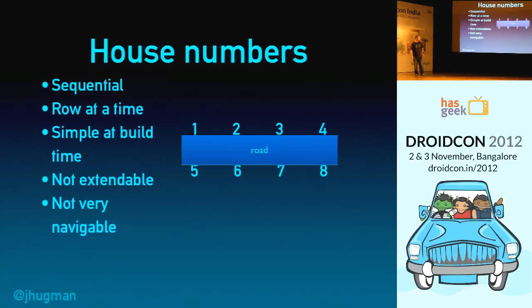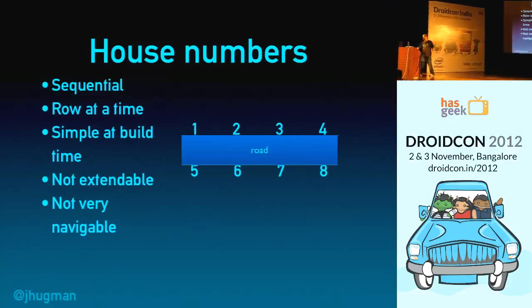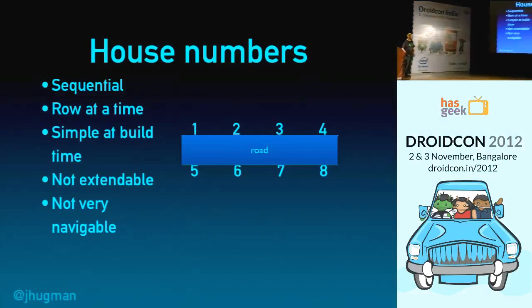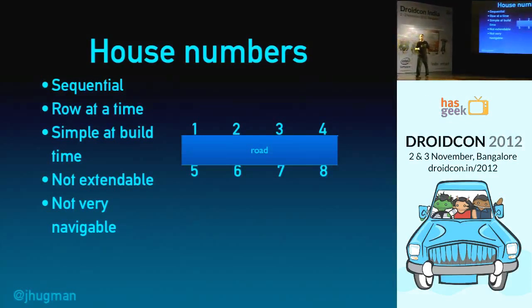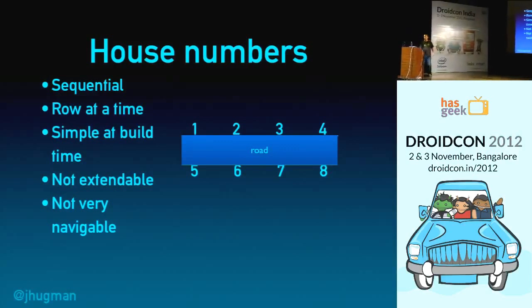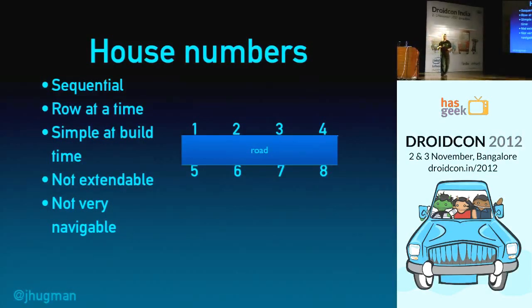And if you're a taxi driver and somebody says you need to go to number 7 or number 8, which end do you go to? Do you go to the left-hand way or the right-hand way? And of course, it requires a lot of local knowledge, and taxi drivers really earn their money at that stage. So it's not very navigable either. You also have to know how many houses you've got and when they're going to be built in order to have any kind of sensible ordering system.